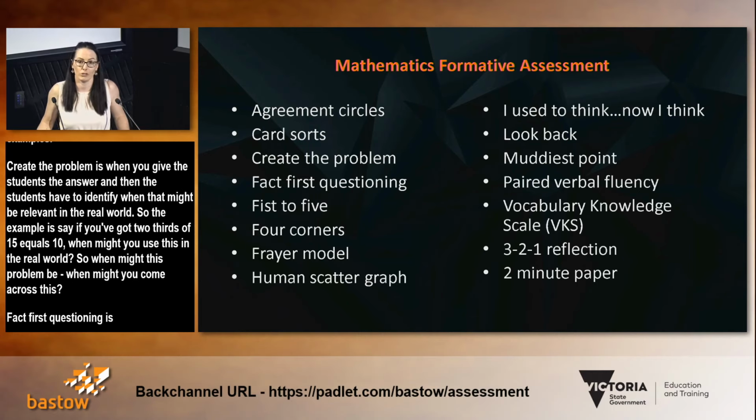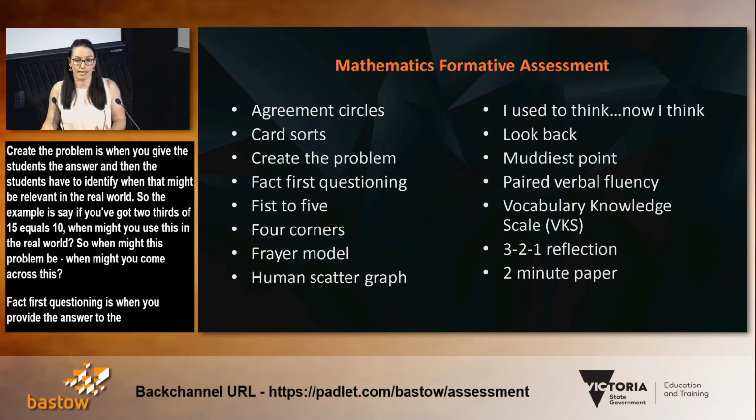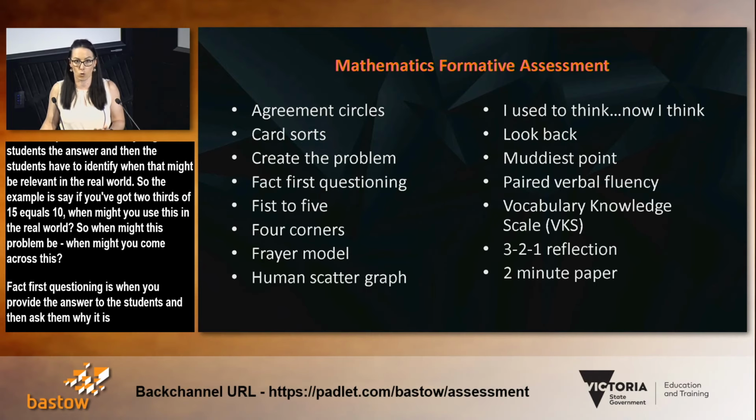Fact first questioning is when you provide the answer to the students and then ask them why it is so. So this is an isosceles triangle. Why is it an isosceles triangle? What makes it an isosceles?